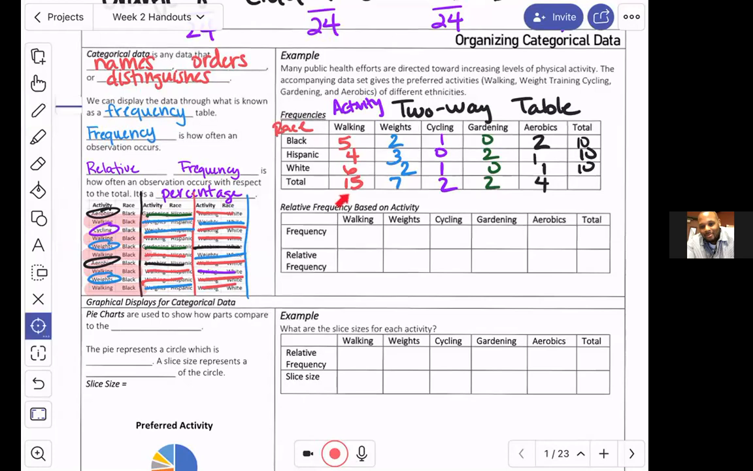And if I add those numbers up, 15, 7, 2, 2, and 4, right? It should be 30. And it should add up to whatever this is right here, right? Should add up to those right there.